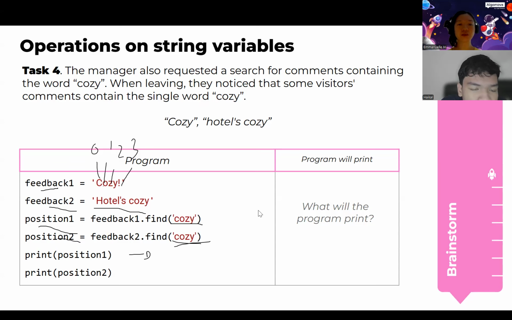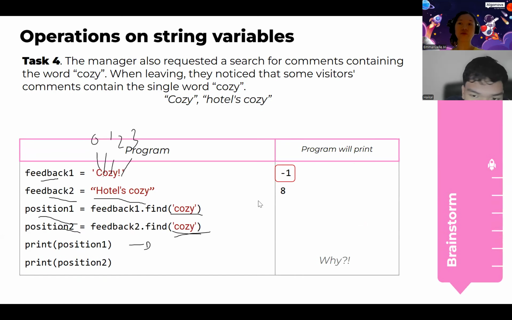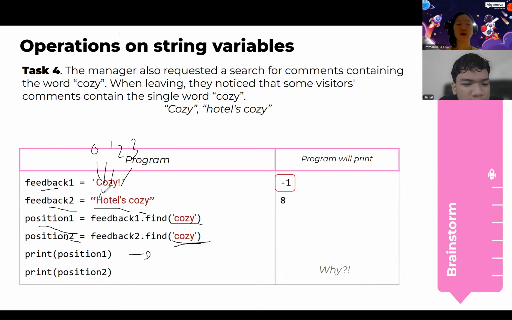So let's see. The first one will be -1. Why? Because it doesn't have any capitals, so it's totally different. If your sentence has a capital, but you search for something without a capital, the program cannot find it, so it will be -1. And for the second one, it could find it. We start counting from 0 until C. C is 8. That's why it returns 8.